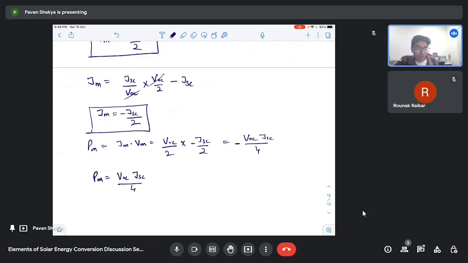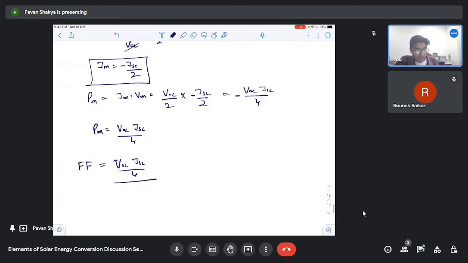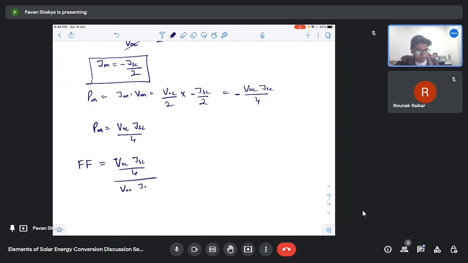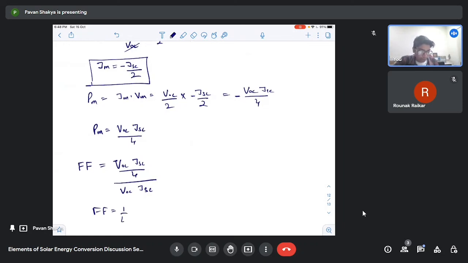Now we can find the fill factor, that is equal to Pm, that is VOC JSC by 4, divided by the ideal power, that is VOC and JSC. So the fill factor for this given IV characteristic will be equal to 1 by 4 or 0.25, which we had to calculate in this problem.